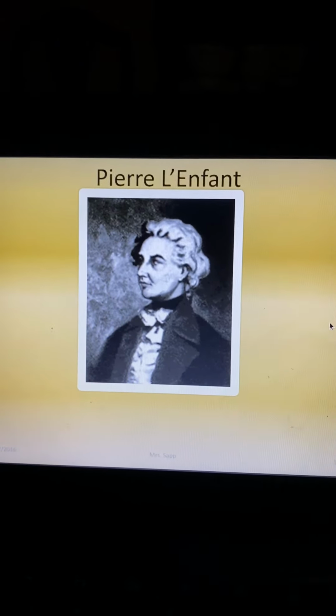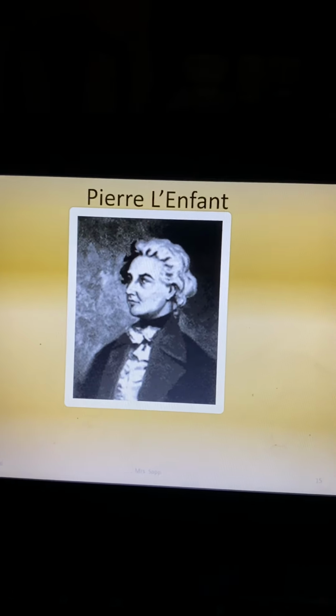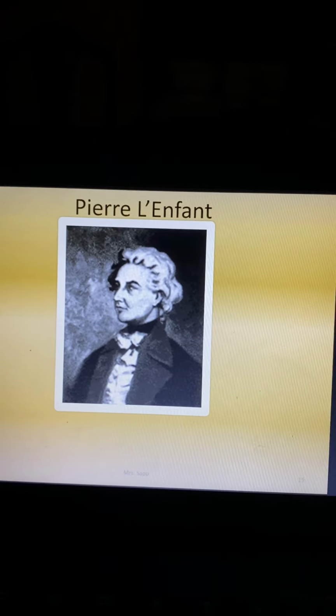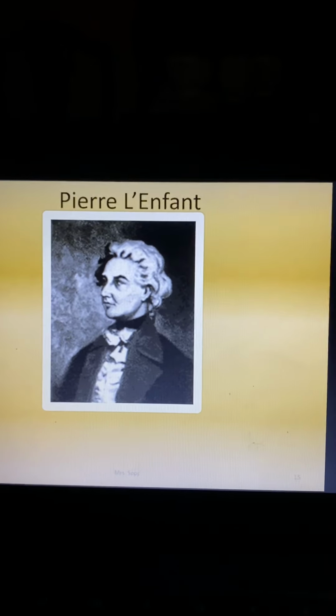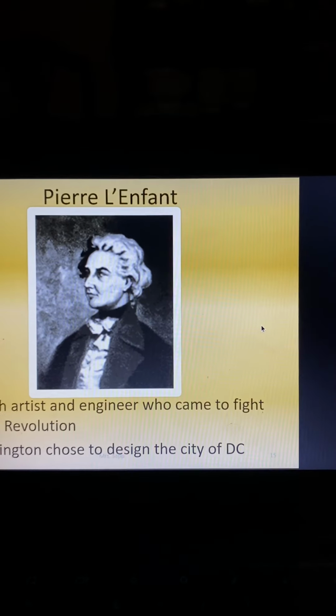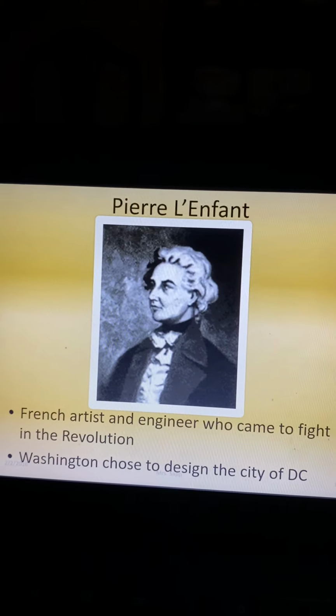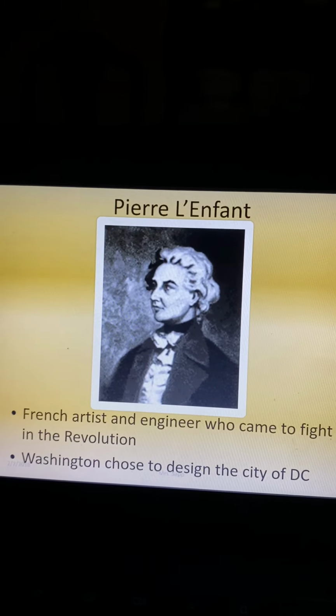Now this fellow here, Pierre L'Enfant, he is a French artist and an engineer. He fought during the American Revolution, and he is who they first get to help design the whole city of Washington, D.C., the buildings and the layout and everything.